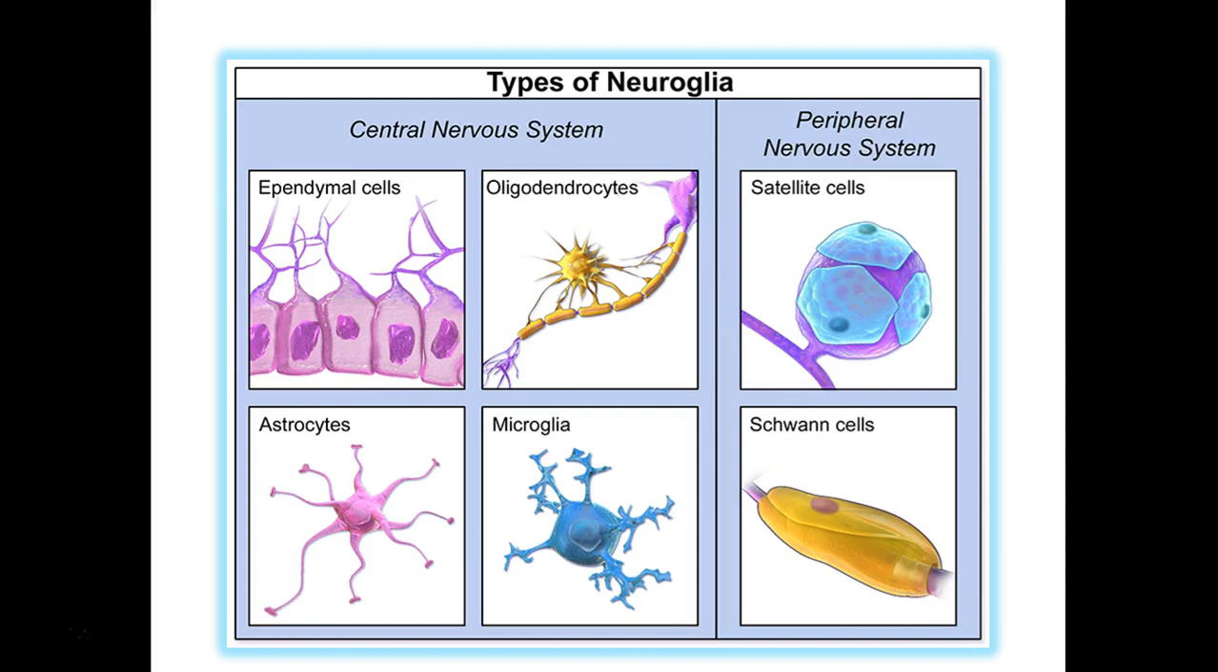Astrocytes, you can see, play a very important role as they maintain the chemical environment surrounding the neuron. Microglia are the immune cells of the brain. Ependymal cells, the first picture you can see there, are basically responsible for the production of cerebrospinal fluid, which helps in protecting the brain. Okay, cerebrospinal fluid. Satellite cells are also helpful in regulating the chemical environment surrounding the neuron.